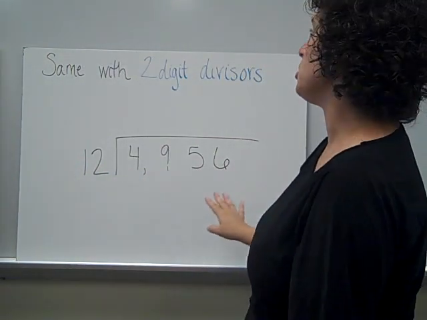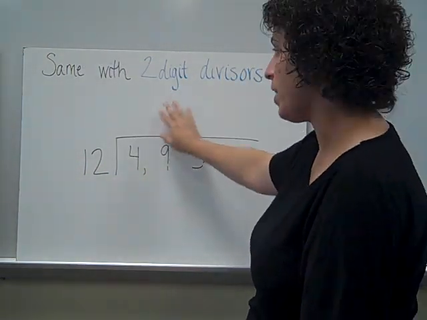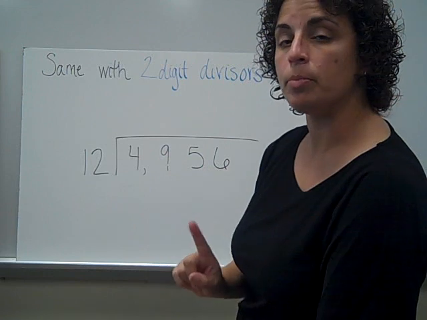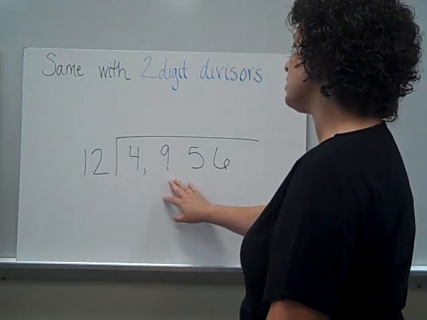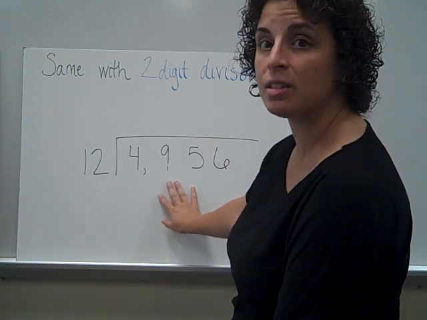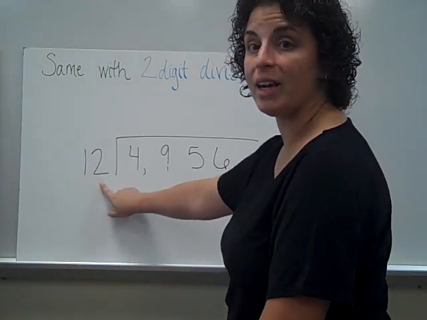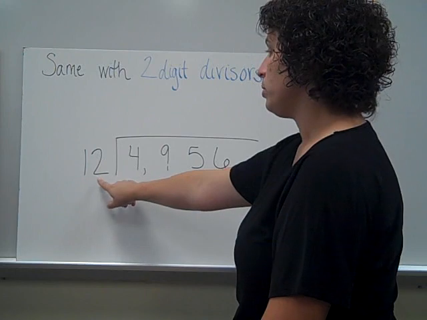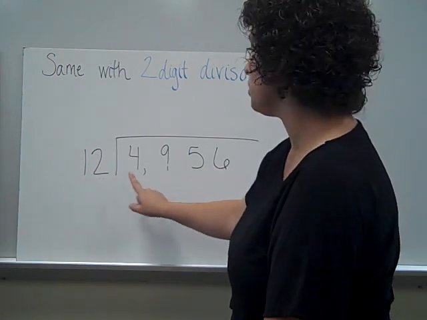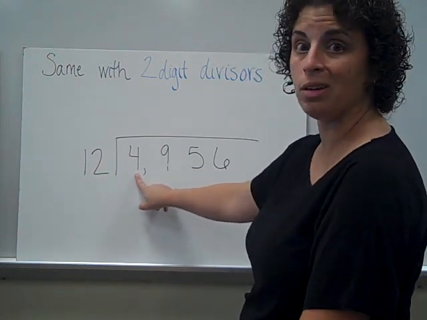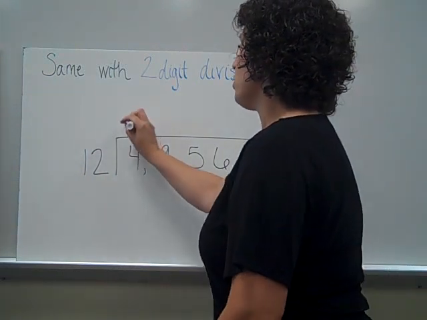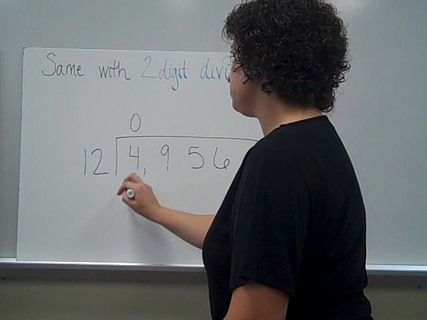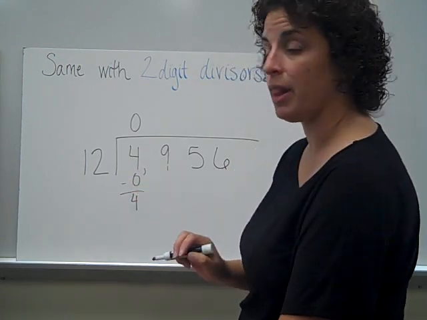The same thing is going to be true even if we have a 2-digit divisor with one small change. 12 is trying to go into 4,956. So 4,956 being divided by 12. Well, 12, 2 digits, will never go into this 4, just one digit. It's too large. And so 12 will not go into 4. My 4 is still left.